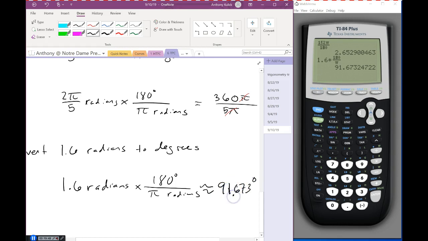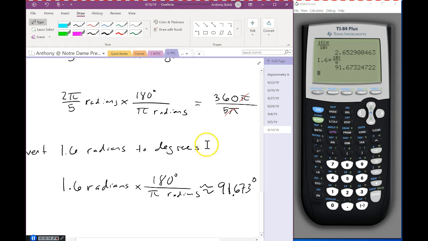Yes, Hannah. Yes, that's doing the same thing. Is everyone okay with that idea? You feel pretty good about converting back and forth from degrees to radians or radians to degrees?